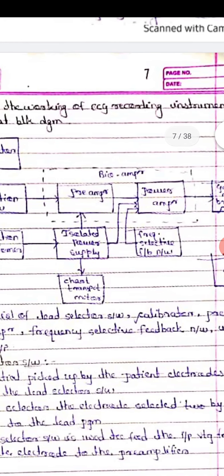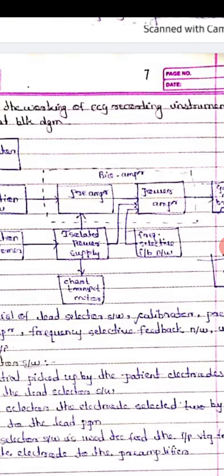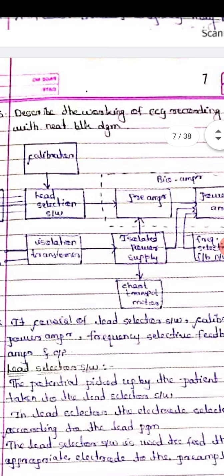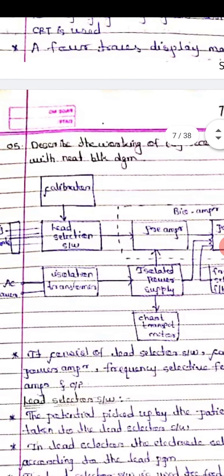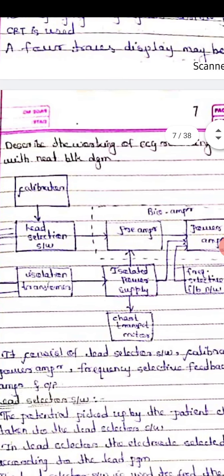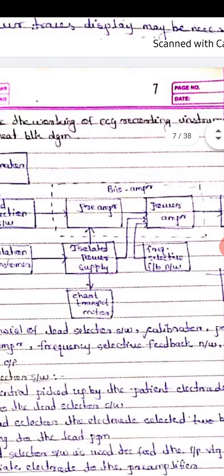This gives isolation between the power supply and the main circuitry of the ECG machine. Here an isolation transformer is used. This isolation transformer gives security for the patient. The main AC supply is separated or isolated from the human body, so there is less chance of the patient getting an electrical shock.